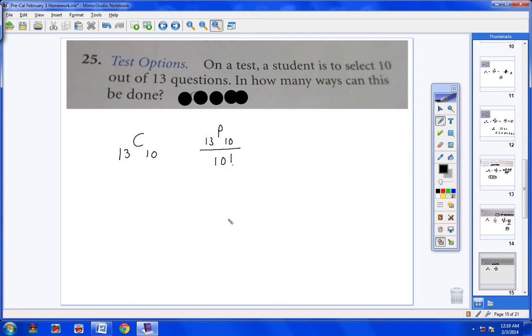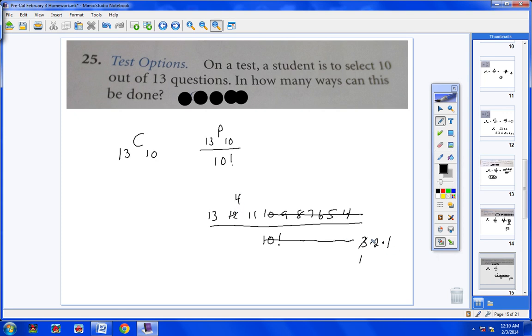And then because of this 10 here, I'm going to have 10 blanks. So it'd be 13 options, then 12, then 11, then 10, then 9, then 8, then 7, then 6, then 5, then 4. 1, 2, 3, 4, 5, 6, 7, 8, 9, 10. All over, now think about this, guys, 10 factorial. That would be 10 times 9 times 8 all the way down to 1. So I'm going to cross off my 10 times 9 times 8 times 7 times 6 times 5 times 4 and leave my 3 times 2 times 1 and cross these off here. I'm going to cross off a 3, make it a 1, make my 12 a 4.